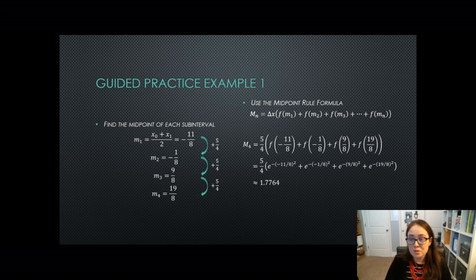So I got about 1.7764. Four decimal places is a good rule of thumb for how far to take it out. And so there is my midpoint approximation. That's the approximate area underneath this curve from, was it -2 to 3.